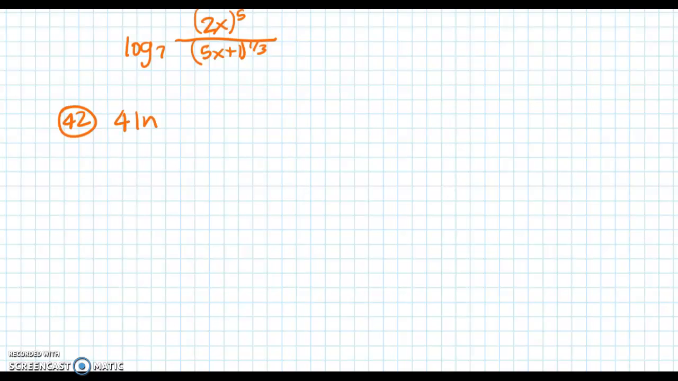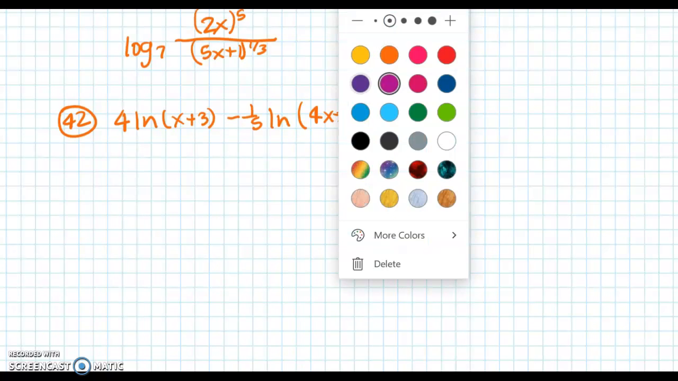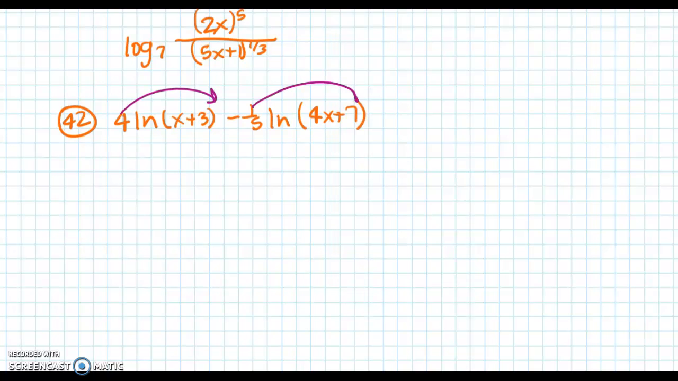4 ln of x plus 3 minus 1/5 ln of 4x plus 7. So, again, bring the power back up. This is a minus, so it's going to be a fraction. Ln of x plus 3 to the 4th. And then we have 4x plus 7 to the 1/5.